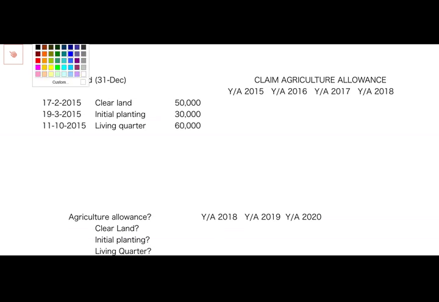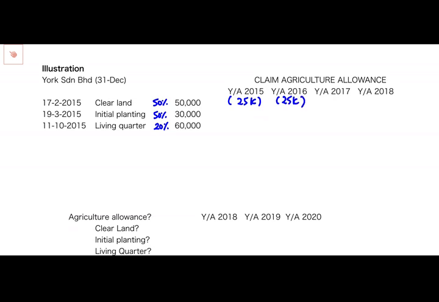Now, can I know first of all, what rate do you claim? Clearing land, 50. Okay, good. Planting, 50. Excellent. Now, living quarter, 20. So if nothing happens, you just continue claiming just like normal all the way until the end. How would you visualize the number? Now, the number will appear in this way. So the 50,000 will become 25,000 in 2015, 25,000 in 2016.